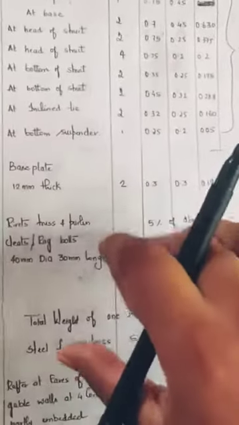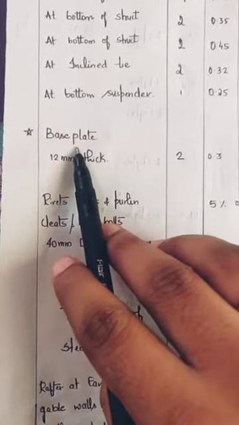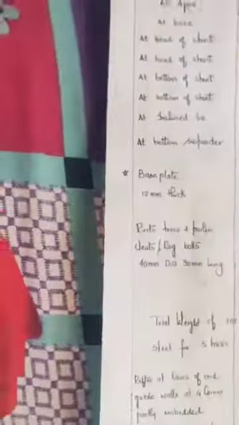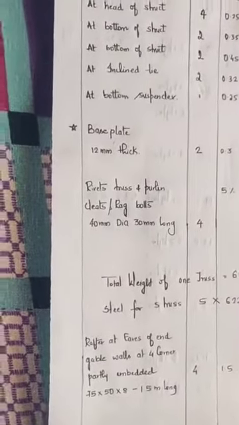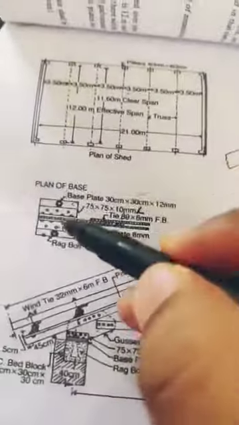Okay, so similarly going to the next part. Today we'll discuss quantity calculation for base plate. So what is this base plate? Base plate is provided over supports, masonry supports. As you can see here, over a masonry support we have provided a base plate.